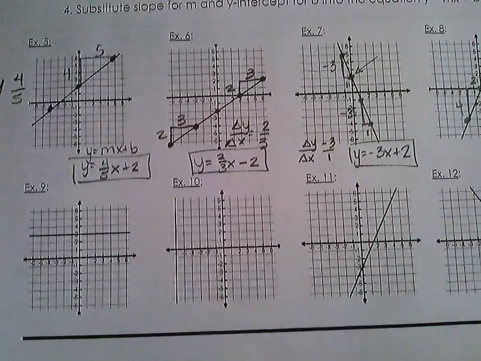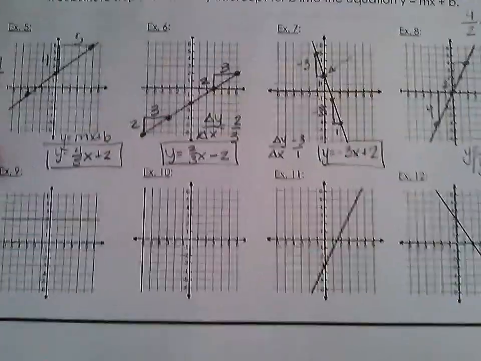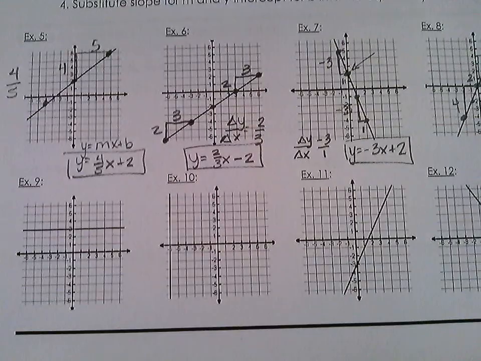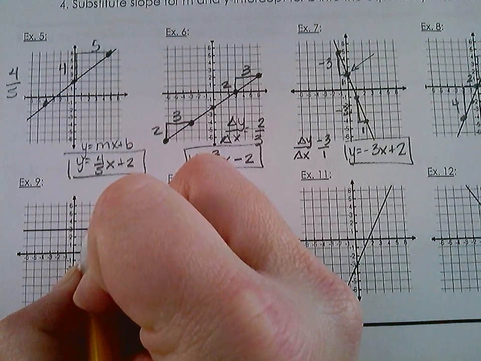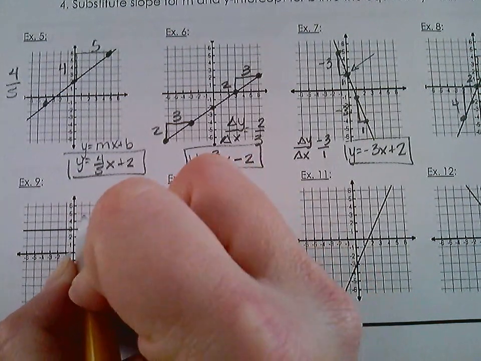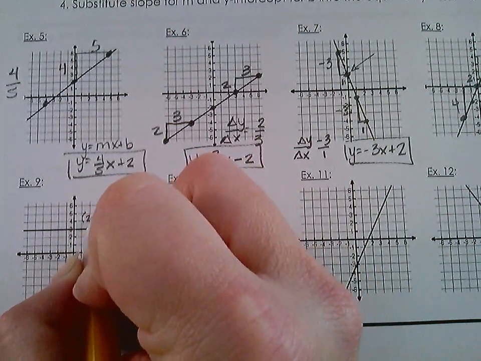So for example number 9, hopefully you're thinking that's a horizontal line, so its equation is going to look a little bit different. Anytime you get tripped up or can't remember if it's x is equal to or y is equal to, I would suggest you choose some coordinates. That coordinate right there is the coordinate 2, 3.